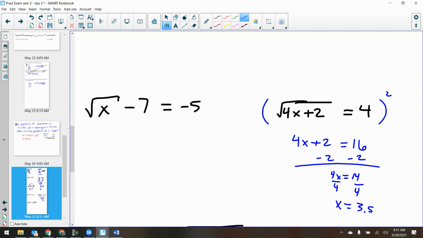Now, for this first one that I got on the left side here, I do add the 7 before I start squaring, because that's not underneath the radical. I have to add the 7 first, and then I get the square root of x is 2. Now I square it to get the 4.